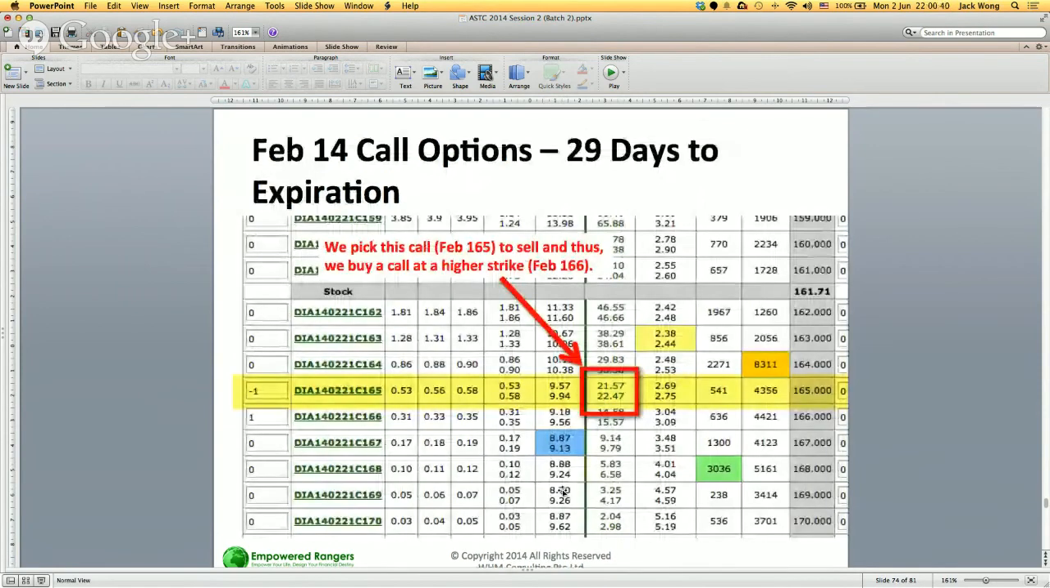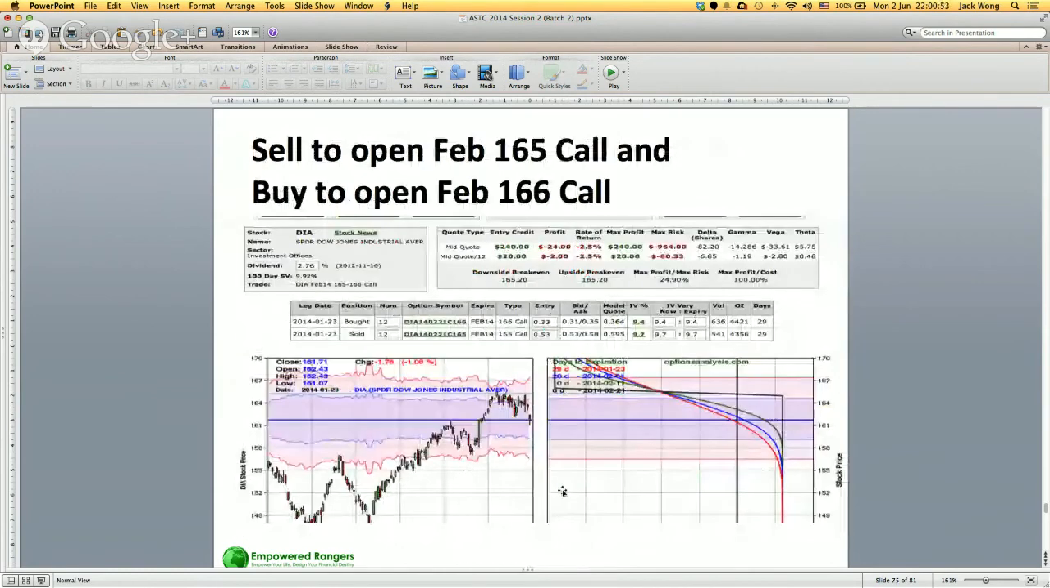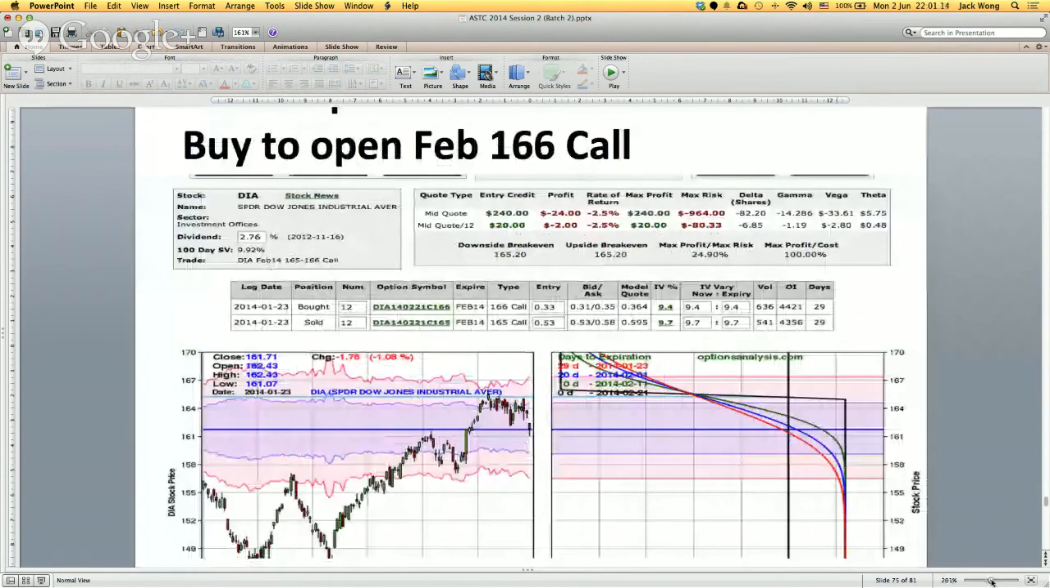So what I want to do is sell the 165 call and at the same time buy the 166 call. That will form a nice call vertical spread, and that's the risk graph. The risk graph says I've got a risk of $964 for 12 contracts, and my credit is 240. On a per contract basis, the call has a risk of $80, whereas the credit is only 20. In other words, you are risking a very high amount for a low reward.